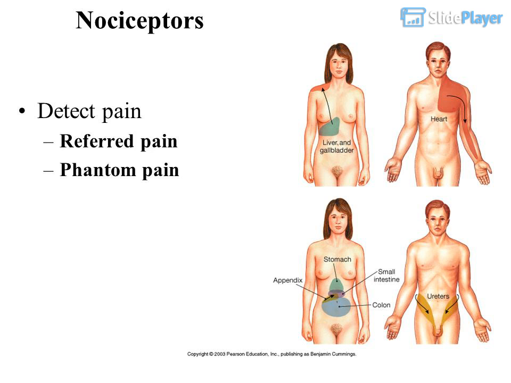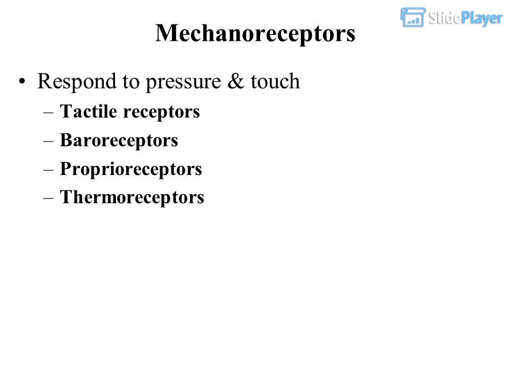Receptors of the general senses. Nociceptors detect pain, referred pain, phantom pain. Mechanoreceptors respond to pressure and touch. Tactile receptors.